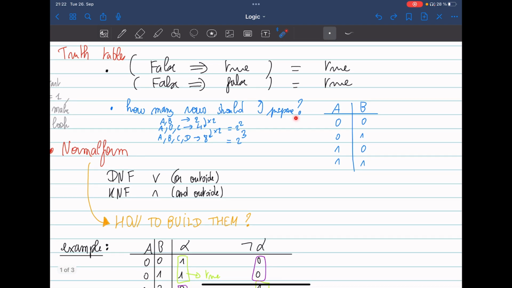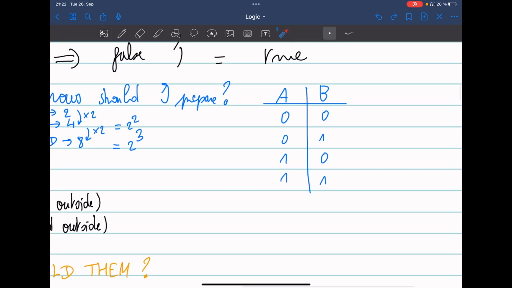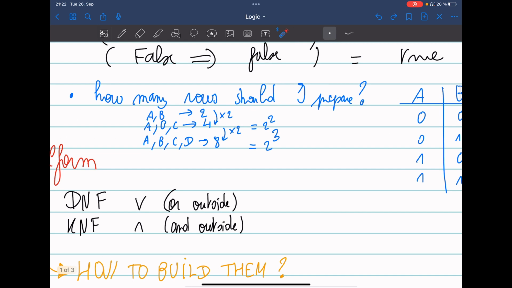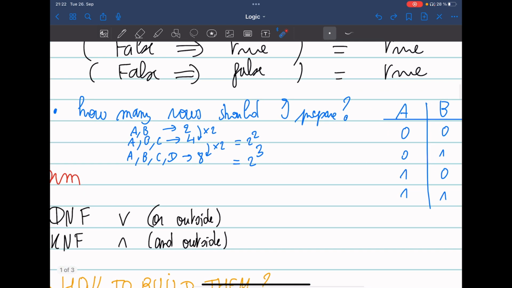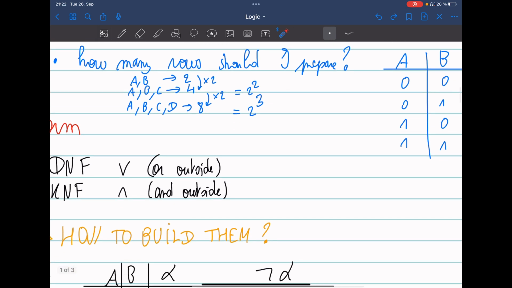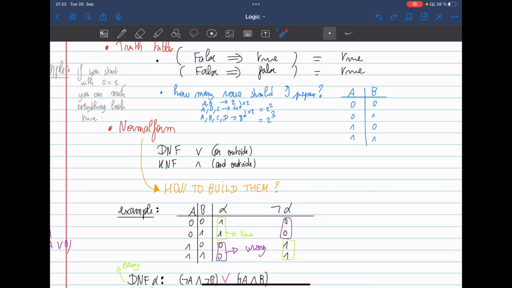How many rows should I prepare? That's just a small remark that can be useful to not lose so much time on the exercises. When you have 2 assertions, for example A and B, we only need 4 rows: 1, 2, 3, and 4. But if you have A, B, and C, you need 8. So for A it will be 0, 0, 0, 0, 1, 1, 1, 1, with 0 standing for false and 1 standing for true. And if you have A, B, C, D, you would need 16 rows. So actually you just multiply by 2 each time. Maybe that can be useful for some exercises just to be remembered.